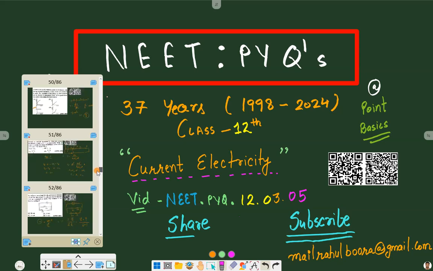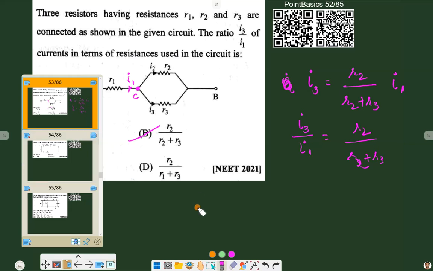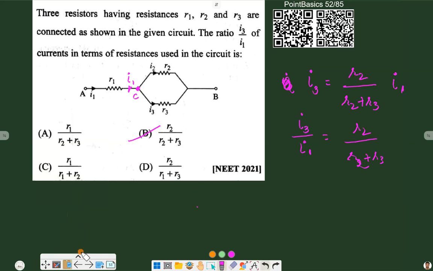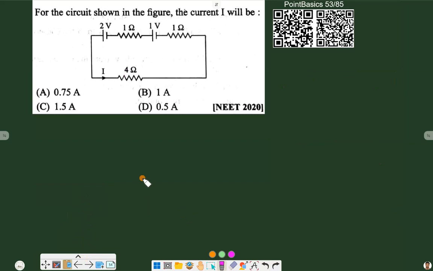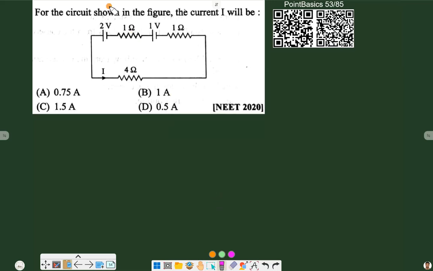And I think we have moved up to around 50. This was the last question which we discussed in the previous video, and today we will start with the next one, question 53. So let me adjust pen thickness. Let's start. For the circuit shown in the figure, the current I will be.